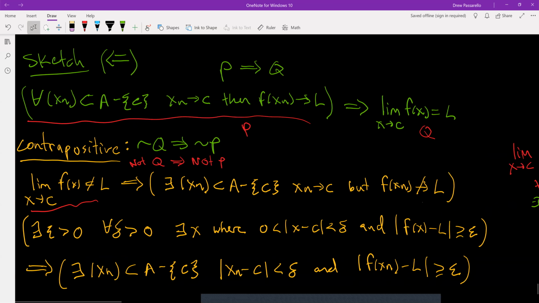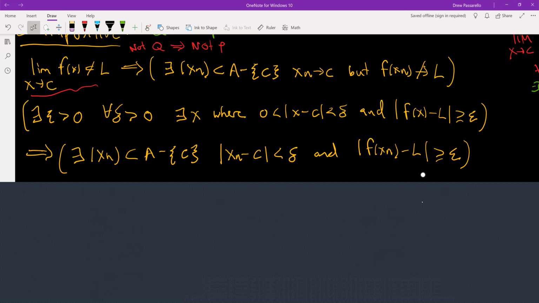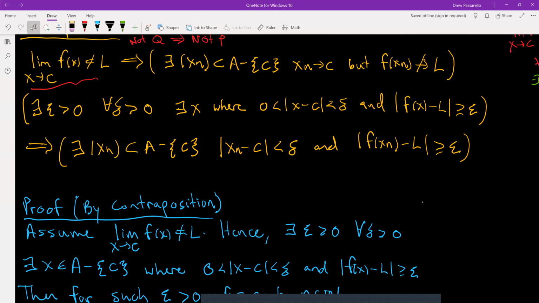All right, so that's what we're going to assume: that negation. And then we're going to use that to prove the negation of P, and in that case, there exists an xn in A minus {c}, where |xn - c| is less than delta, and |f(xn) - L| is greater than or equal to epsilon.